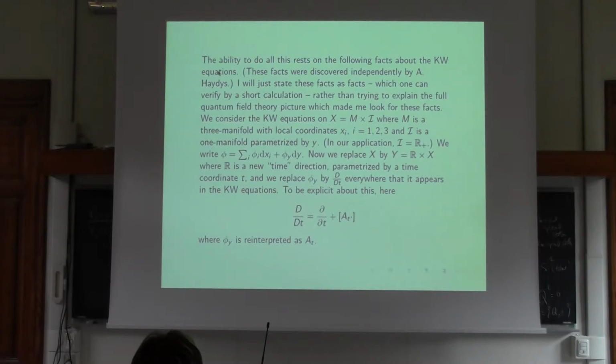Actually, in yesterday's lecture, the normal coordinate was sometimes called time, but we forget all that. That's demoted, it's just a space direction. Now the 5th direction is time. And actually, here I've called the normal coordinate y. But we replace the part following the y direction by the covariant derivative d by dt everywhere that it appears in the KW equations. To be explicit about this, d by dt means what it usually means, the covariant derivative in the t direction, where phi y is reinterpreted as a sub t.